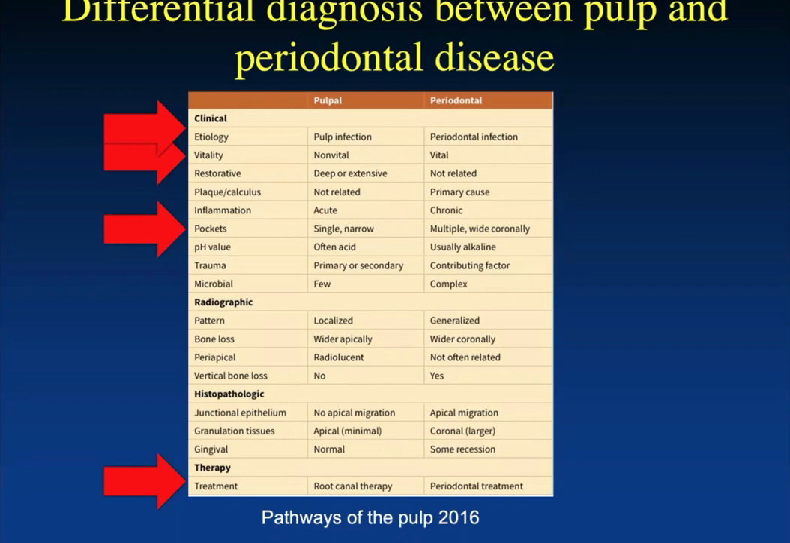Now for primary endo with secondary perio, and primary perio with secondary endo, we start with endodontic treatment, and then we see what's happened, if it's healed completely for the periodontal. For the combined, you do the endo first, and then you need to implement the periodontal treatment as well. For the primary perio, it's treated separately.